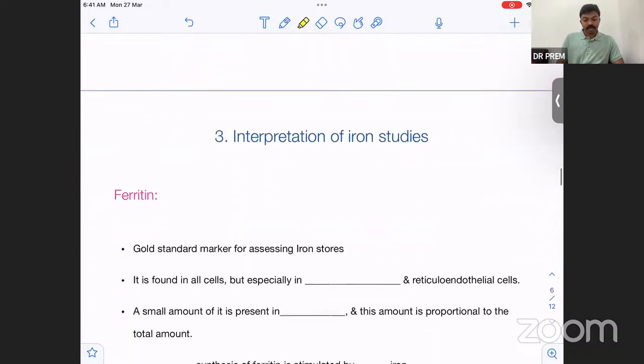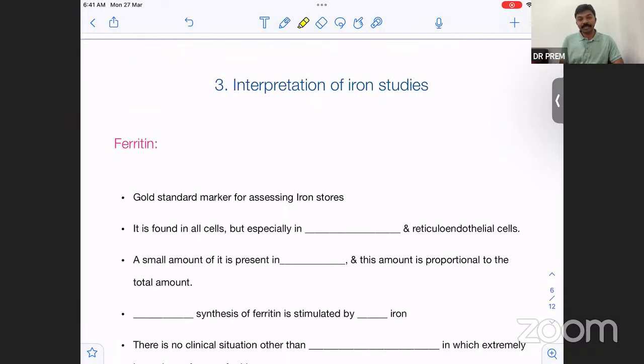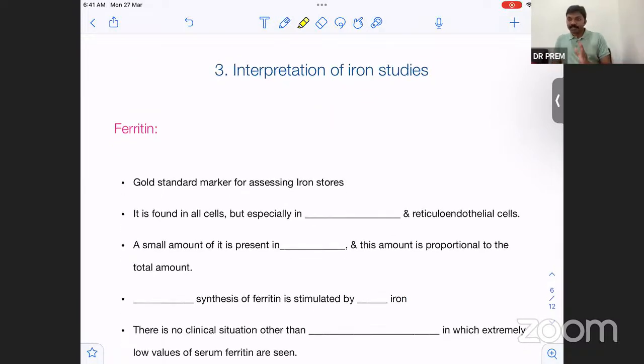Fine. Moving on to the third topic, interpretation of iron studies. Again, it's a question that was asked in May INI-CET 2022. The question was essentially focusing on ferritin. Why are we giving so much importance to iron studies, and why suddenly this importance? Of late, more cases are coming up with anemia of chronic illnesses, and the definition has been changed a little bit. It is no more anemia of chronic disease. It is being named anemia of inflammation, AI.